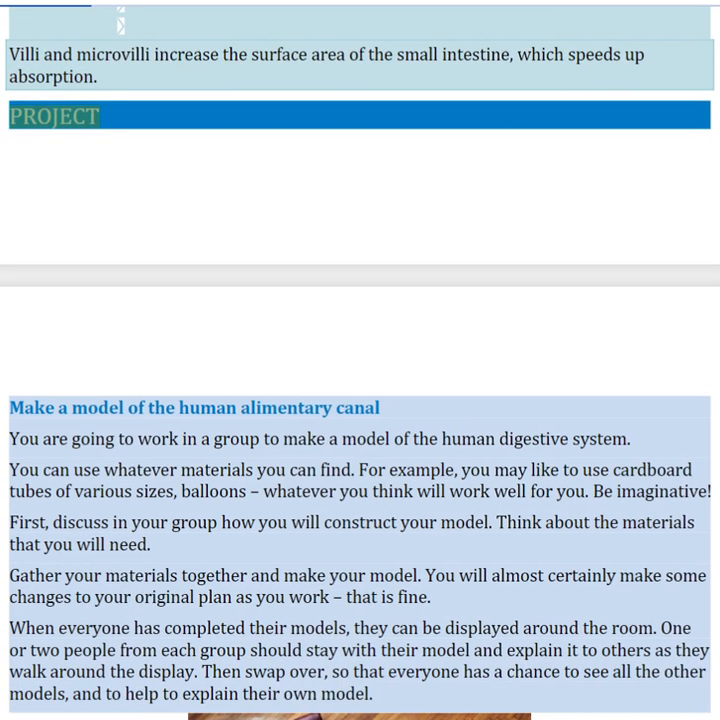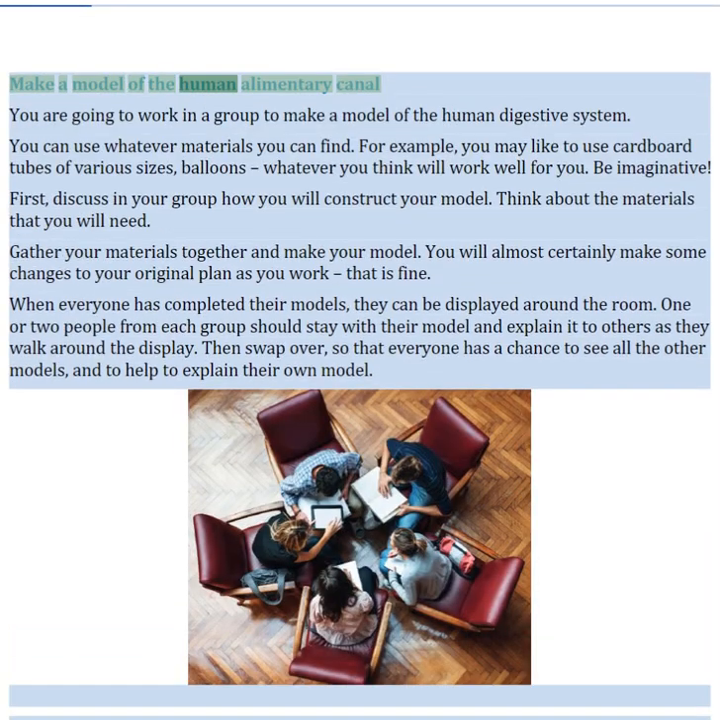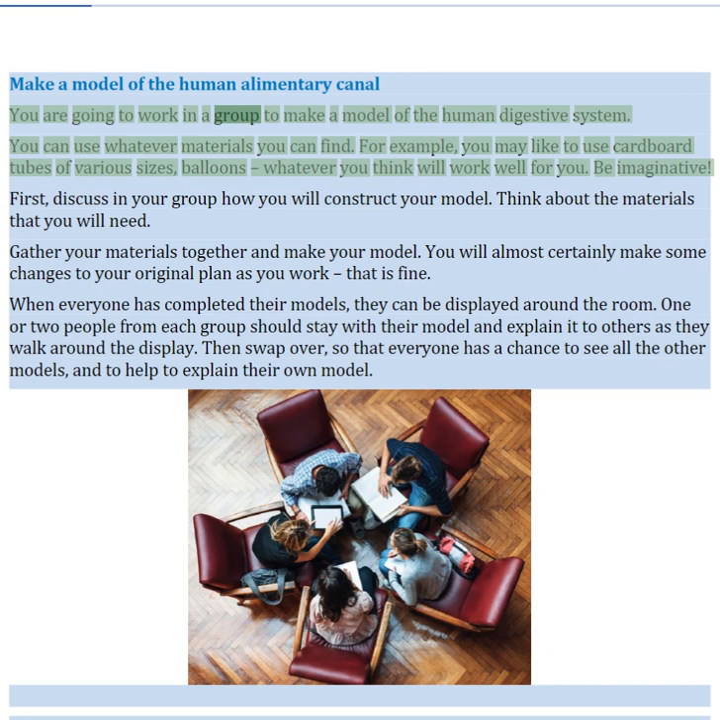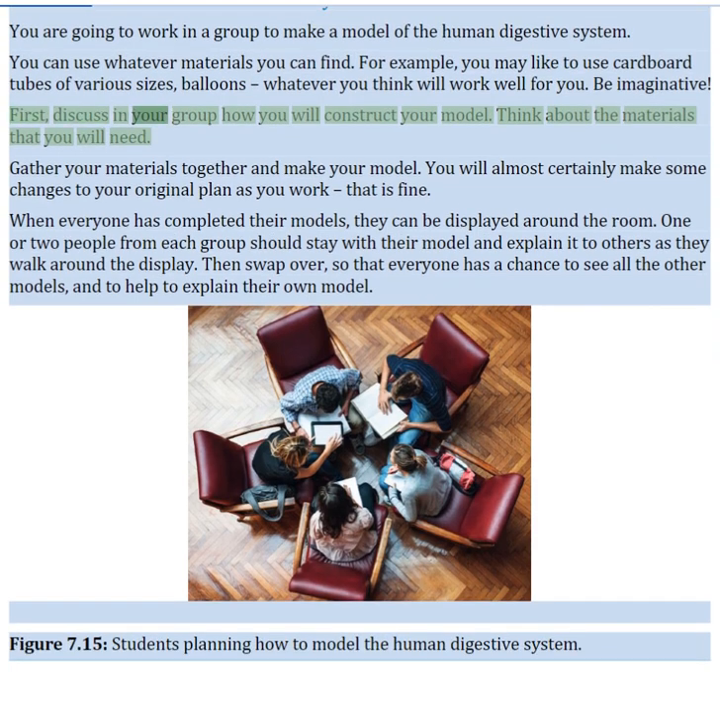Project: Make a model of the human alimentary canal. You are going to work in a group to make a model of the human digestive system. You can use whatever materials you can find. For example, you may like to use cardboard tubes of various sizes, balloons, whatever you think will work well for you. Be imaginative. First, discuss in your group how you will construct your model.